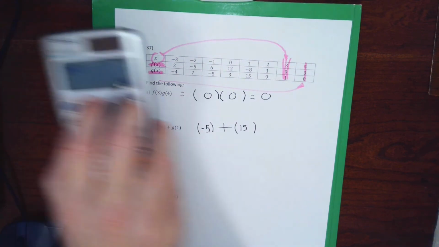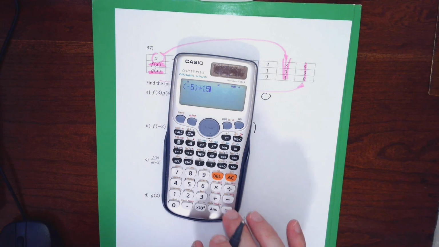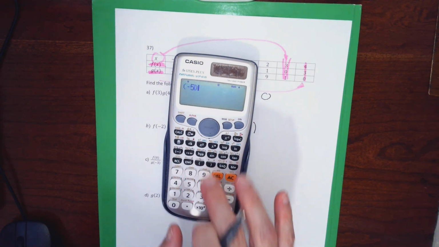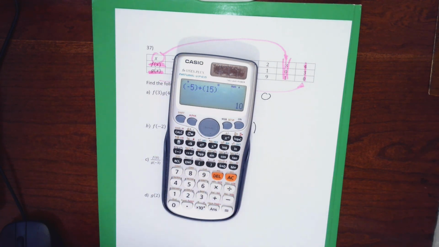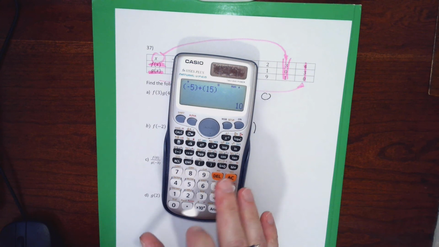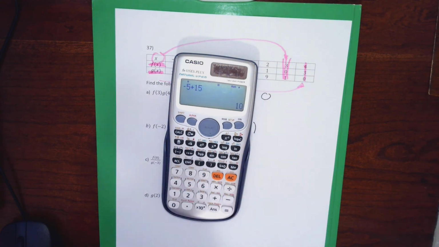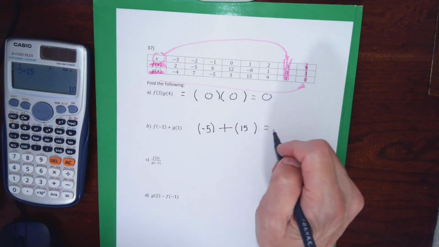So this is just -5 plus 15, which is just 10. I could have done -5 plus 15 and put all my parentheses in. They weren't necessary. With or without the parentheses, -5 plus 15, having them both in parentheses, having neither in parentheses, having one of them in parentheses, this is all equal to 10.